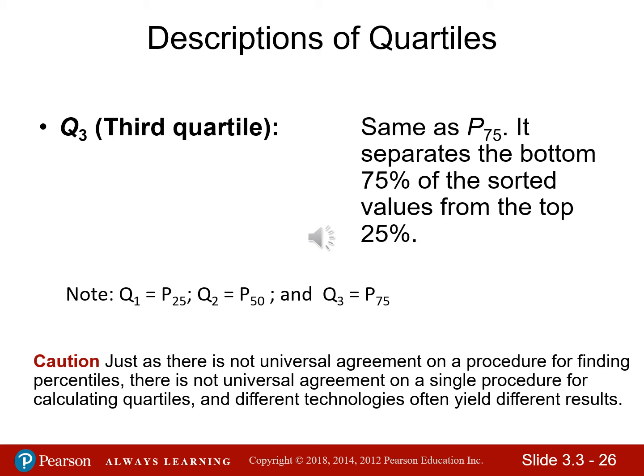The third quartile, or Q3, is the same as P75. It separates the bottom 75% of the sorted values from the top 25%. Finding the quartiles can be accomplished with the same procedure for finding percentiles. A note of caution: there is not universal agreement on a procedure for finding percentiles, and so there is no universal agreement on a single procedure for calculating quartiles. And different technologies will often yield different results, so you just need to be aware of that.